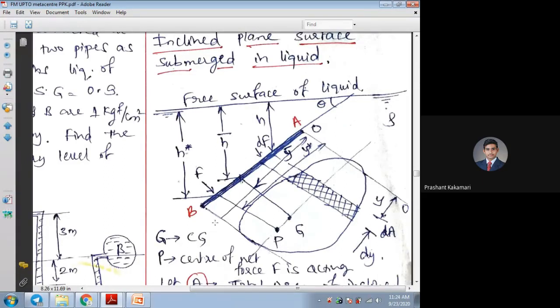So first draw the inclined plane AB. Draw a top view just for analysis. In the top view, show one center of gravity point, then the center of pressure point.